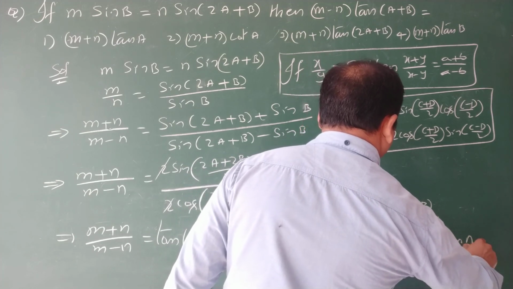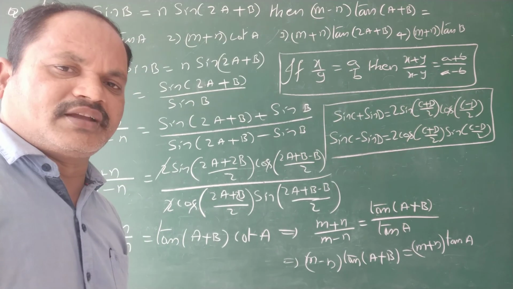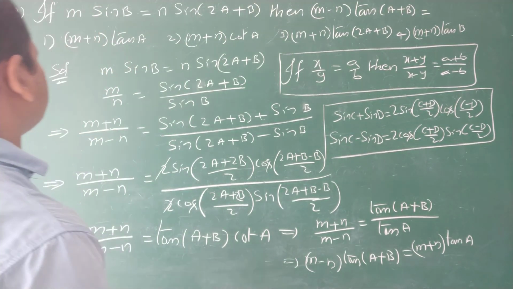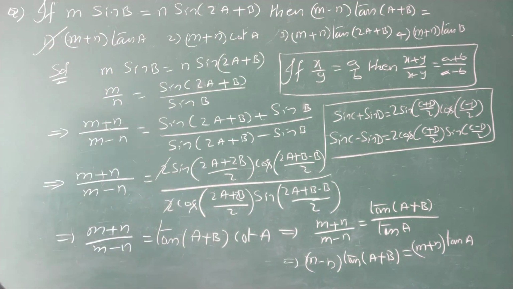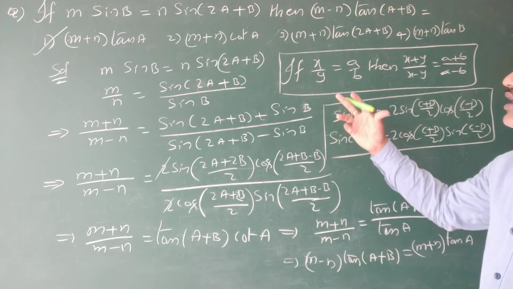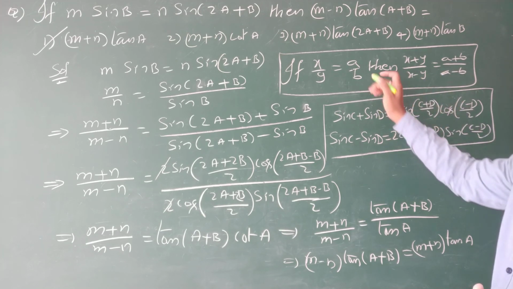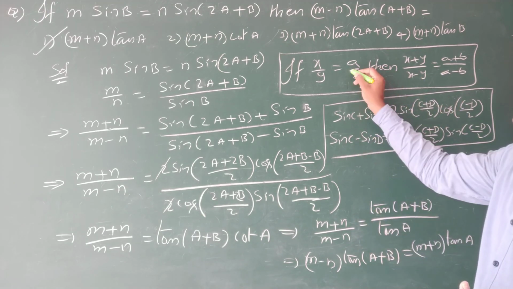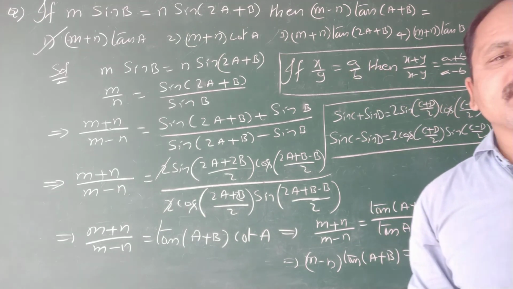(m minus n) tan(a plus b) is (m plus n) tan a. That is the first option. That's all. Now the answer is (m plus n) tan a. That's why this componendo and dividendo form is the most useful formula, even when the questions are difficult.